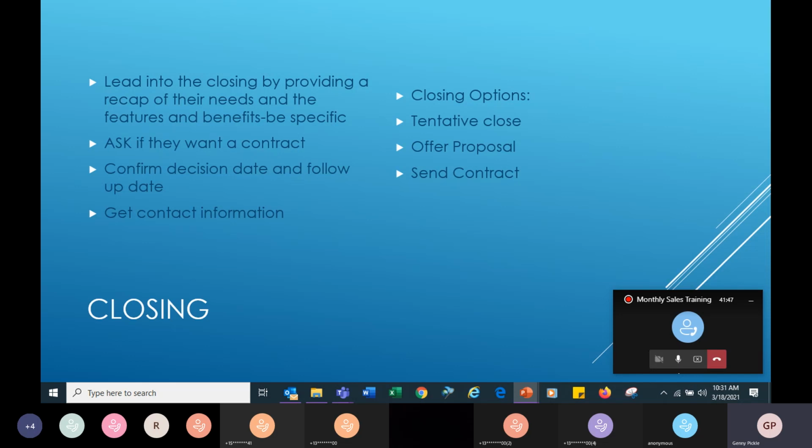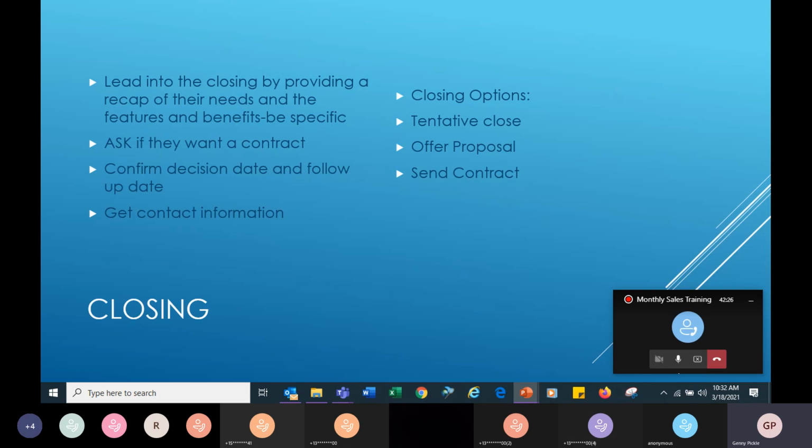Say, okay, great. Here's what I can do. I can put a tentative hold on it for you. I can send you over an agreement to review. Let me get your contact information. And then you always want to make sure that you set a time to follow up. You found out their decision date during the qualifying stage. So, you're making a decision on Friday. How about I give you a call, Sally, Friday at 2 p.m. to see what you've decided? And they say, sure, that works. Great. Thank you so much. And then it's over.